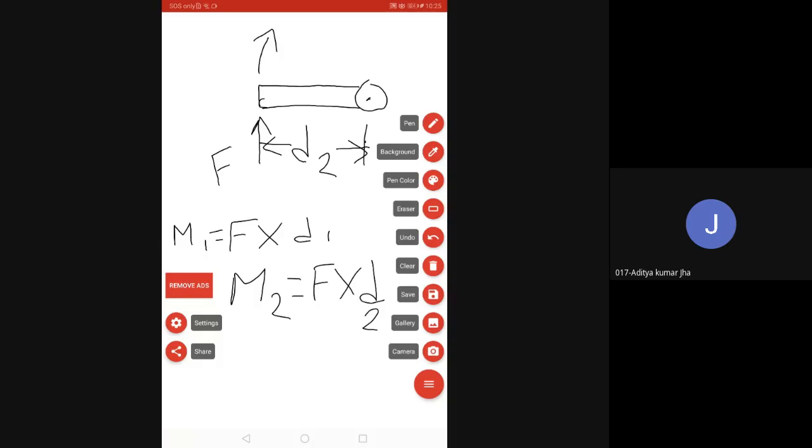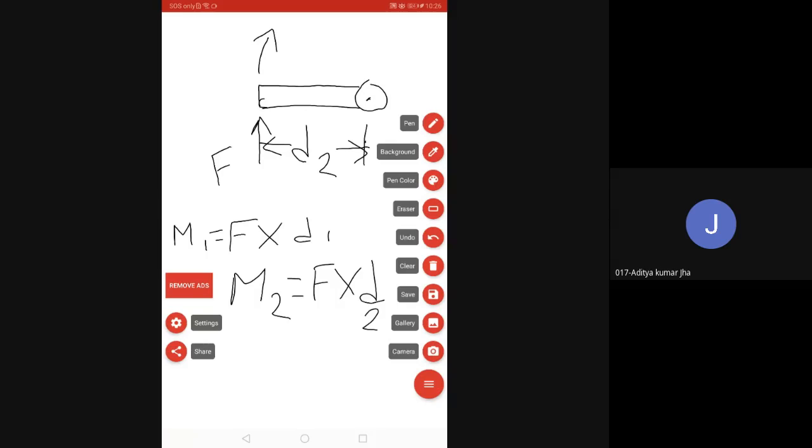So to give a practical example, for a door, from our practical experience, we know that when we apply the force from the extreme end of the door, the rotation of the door becomes easier, isn't it? But if we try to rotate the door at a point nearer to the hinge point, then the rotational movement of the door becomes very much difficult. So we have to apply the force to rotate the door from the extreme end of the door, isn't it? So this is the basic concept of the moment of the door.